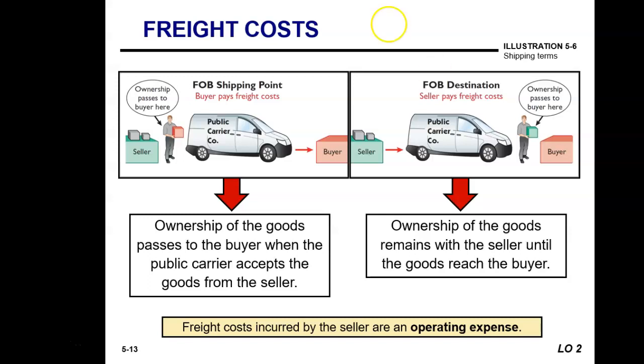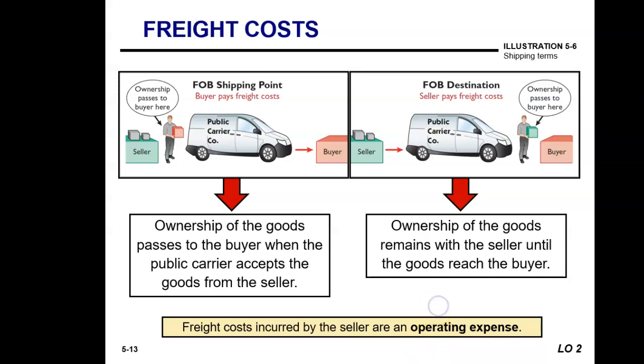Now, if the buyer pays the freight cost, then the cost for shipping is part of the inventory account. In contrast, if the seller pays the freight cost, the freight cost is recorded as an operating expense on the income statement for the seller.